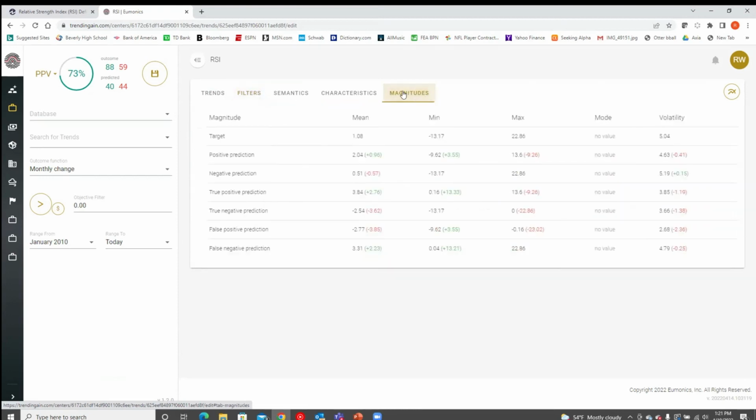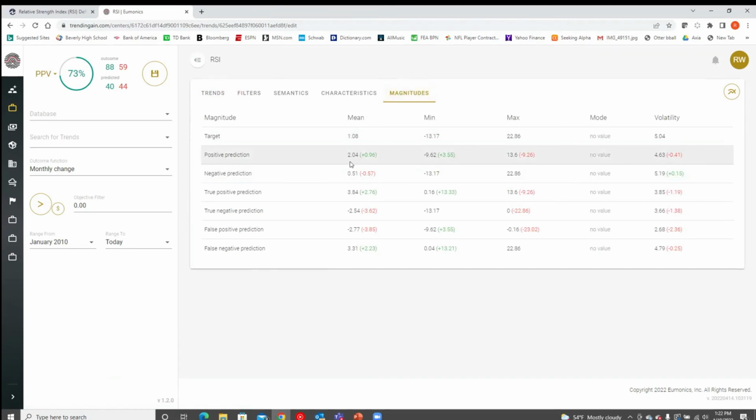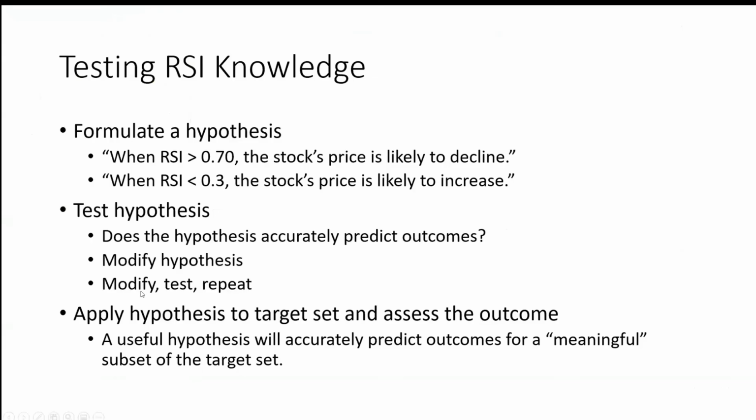So again, I'll go back to the magnitude. It's 96 cents, and we're going from $1.08 to $2.04, so it's almost double the monthly average increase of Apple stock. This is really good. This is very useful information because this happens 73% of the time. So we started with two incorrect hypotheses, and we've come up with something that you can actually trade on. Well, before you do, there's a third step you want to think about.